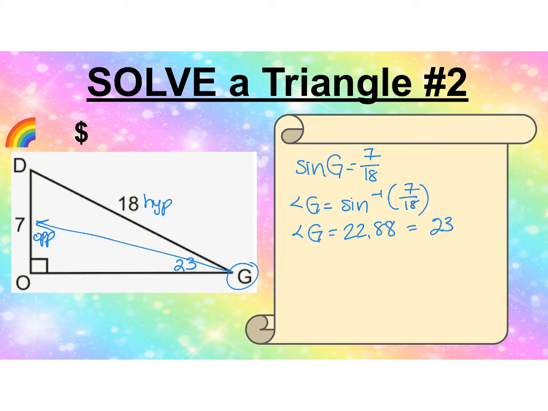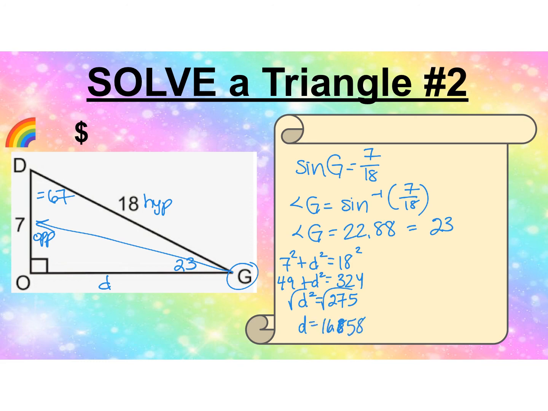I can go right to angle D by doing triangle sum and doing 180 minus 90 minus 23. And this is going to equal 67. And now I have one more thing I can solve for, d. So I could go to Pythagorean theorem. We could do 7 squared plus d squared equals 18 squared. That's 49 plus d squared equals 324. d squared equals 275 when I subtract the 49 over. Take the square root of both sides and you get about 16.58 there. So we've done Pythagorean theorem, you know how to do it.